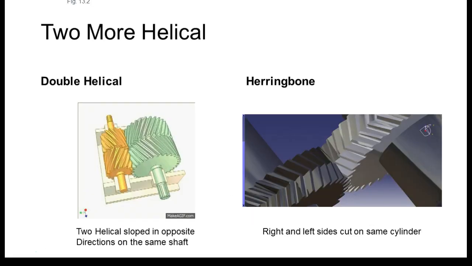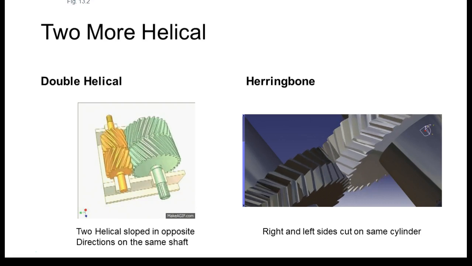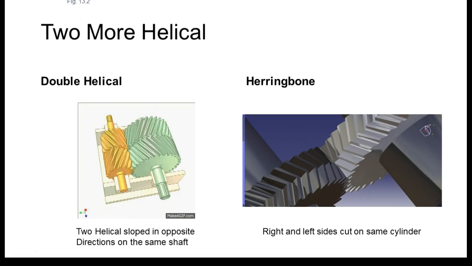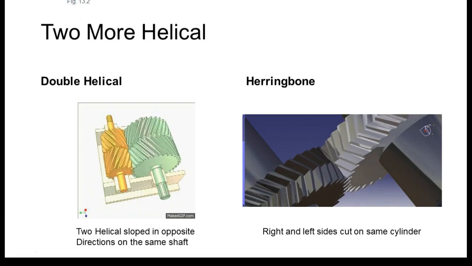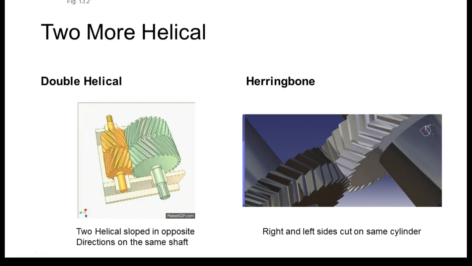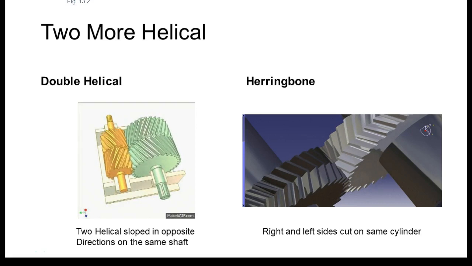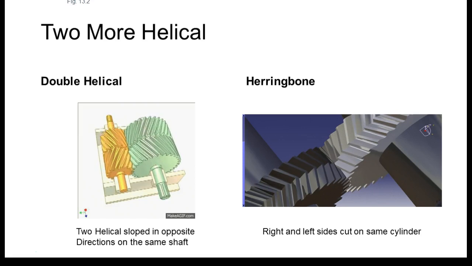Then we have what we call a bevel gear. This is a helical gear. Two helical gears, I'm sorry. We have what we call a double helical gear and a herringbone. So double helical gears are basically two helical gears mounted on the same shaft. But notice the slant of the teeth is opposite of each other.